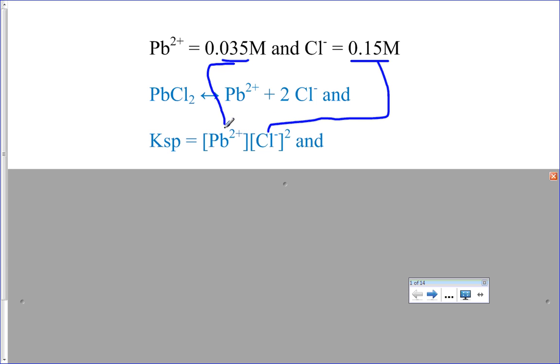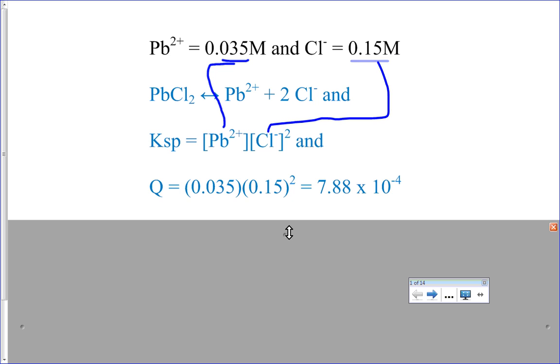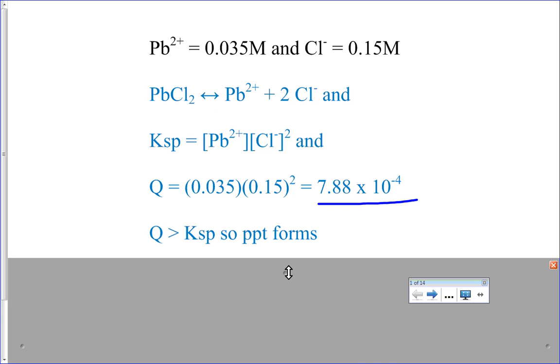When we put them in, we evaluate it, and we find out that Q in this case is 7.88 times 10 to the minus 4, and then we make the comparison. This is greater than Ksp, so a precipitate forms.